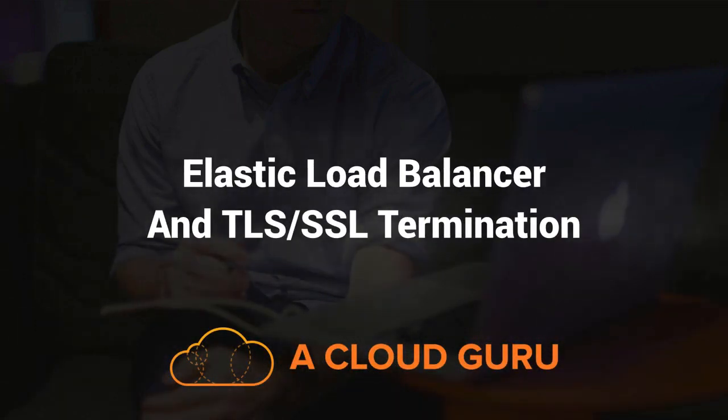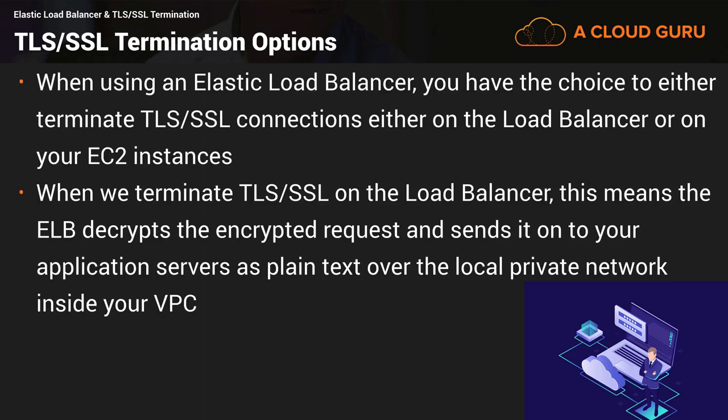And this lecture is all about elastic load balancers and TLS SSL termination. So let's get started. Now when using an elastic load balancer, you have a choice to either terminate TLS SSL connections either on the load balancer or on your EC2 instances. And when we terminate on the load balancer, this means that your elastic load balancer decrypts the encrypted request and sends it on to your application servers as plain text over the local private network inside your VPC.